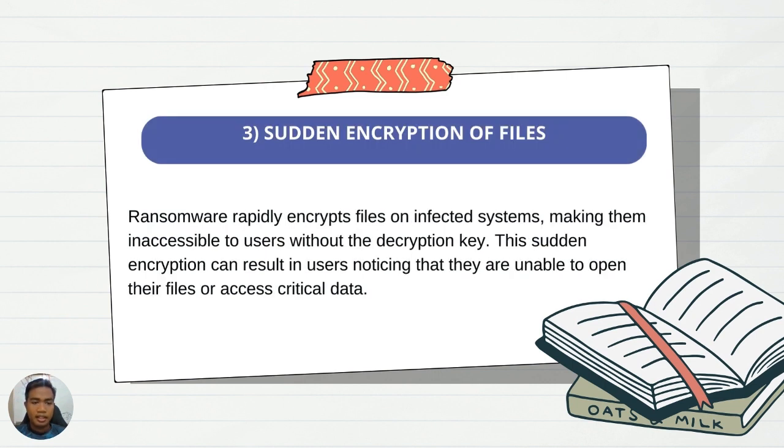Okay, next, sudden encryption of files. Ransomware rapidly encrypts files on infected systems, making them inaccessible to users without the decryption key. This sudden encryption can result in users noticing that they are unable to open their files or access critical data. For example, the Petya ransomware encrypted the master boot record (MBR) of infected systems, rendering them unbootable.